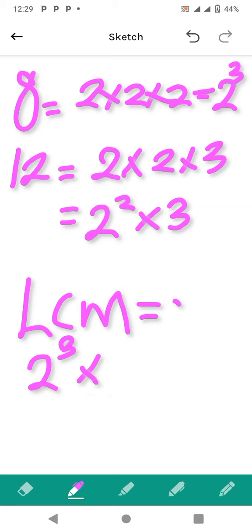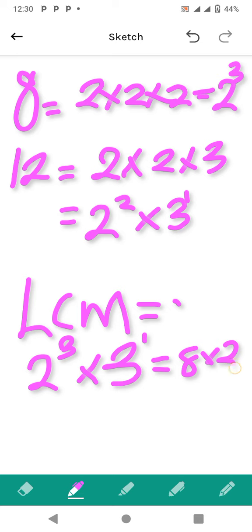Now the second expansion for 12, we have 2 raised to power 2 times 3. We're not going to take 2 raised to power 2 because we've taken 2 raised to power 3 to represent the 2's family. Now for the 3 family, we'll go with 3 raised to power 1, which is this one here. So if you evaluate this, this is actually 8 times 3, and 8 times 3 is 24.